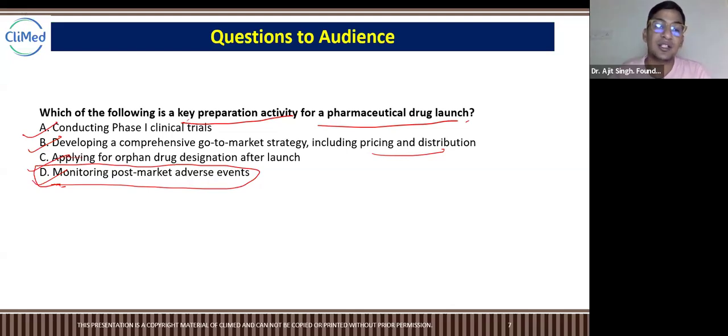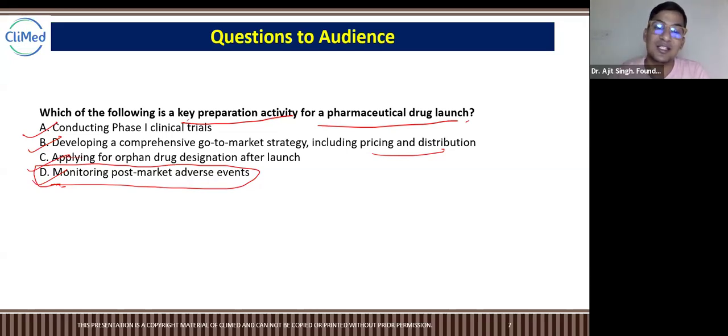But along with that, this is the post-marketing phase of the drug, or any pharmaceutical product. And orphan drug designation after launch is a different thing. That is nomenclature.